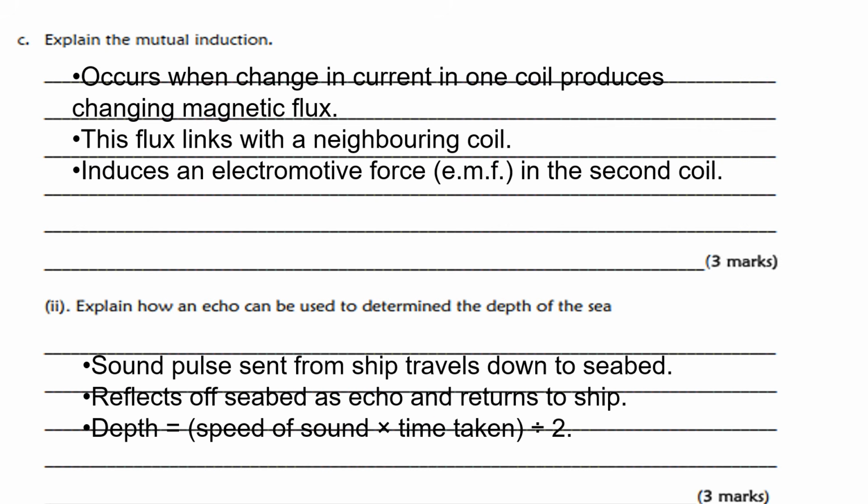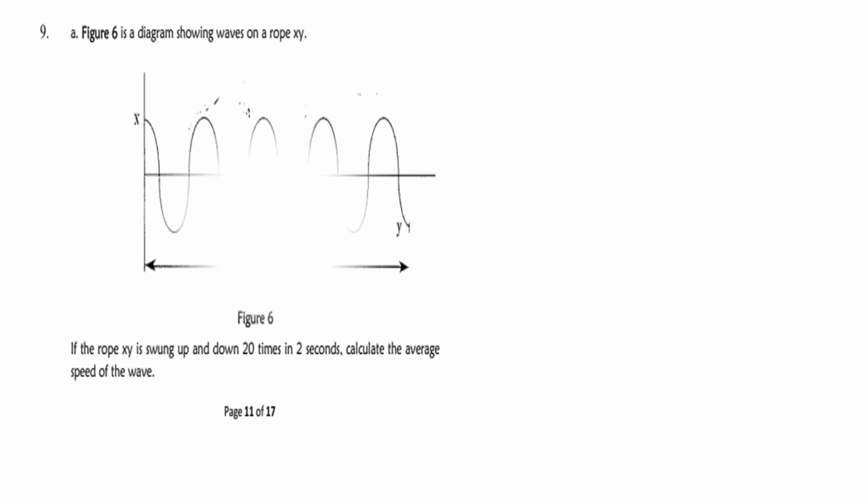Welcome, learners. Welcome to question number 9. Figure 6 is a diagram showing waves on a rope XY. So this is a rope. It's being moved up and down, up and down, to form these waves, which are transverse in nature. If the rope XY is swung up and down 20 times in 2 seconds, calculate the average speed of the wave.